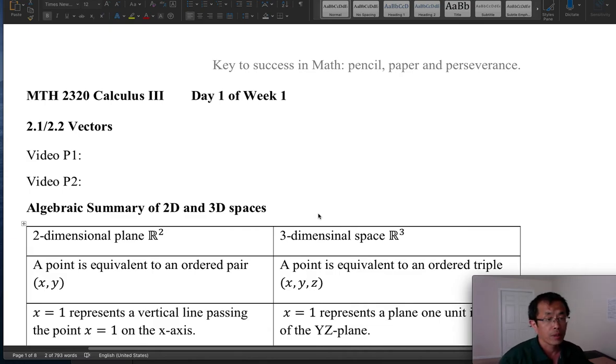Welcome back to Calculus 3. We are in sections 2.1 and 2.2 again. It's the introduction of vectors. And this is my note.